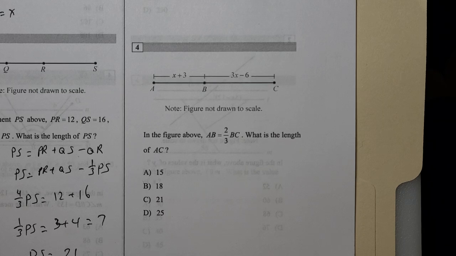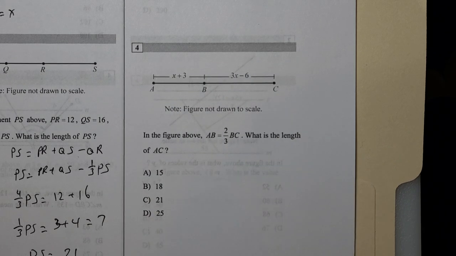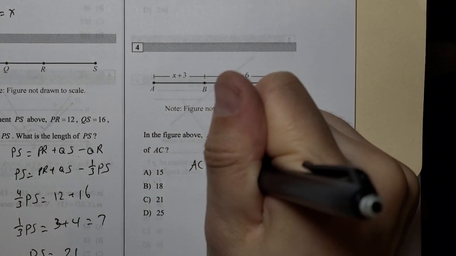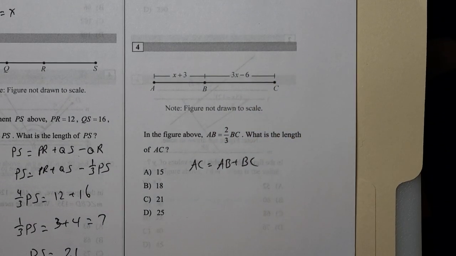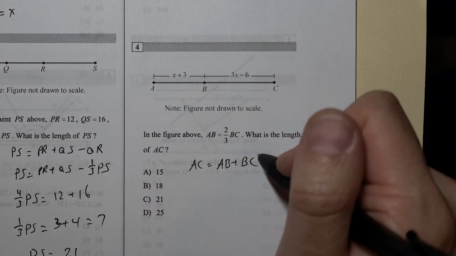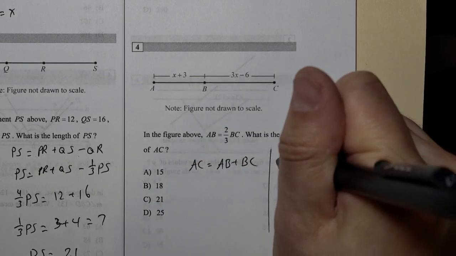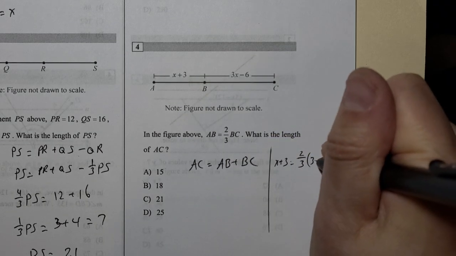In the figure above, AB equals 2/3 BC. What is the length of AC? Okay? We're interested in the total length. Okay? So, what can we do here? Well, AC is equal to AB plus BC, right? By segment addition, okay? Now we got to use this piece of information probably. So, AB, let me write it over here. AB, which is x plus 3, equals 2/3 of what's BC, 3x minus 6.